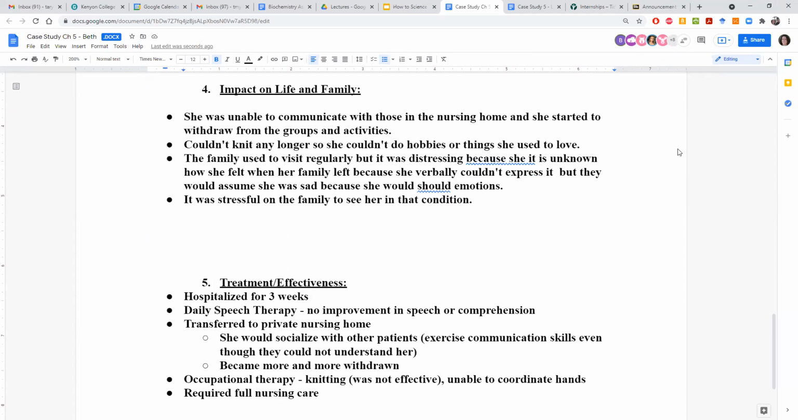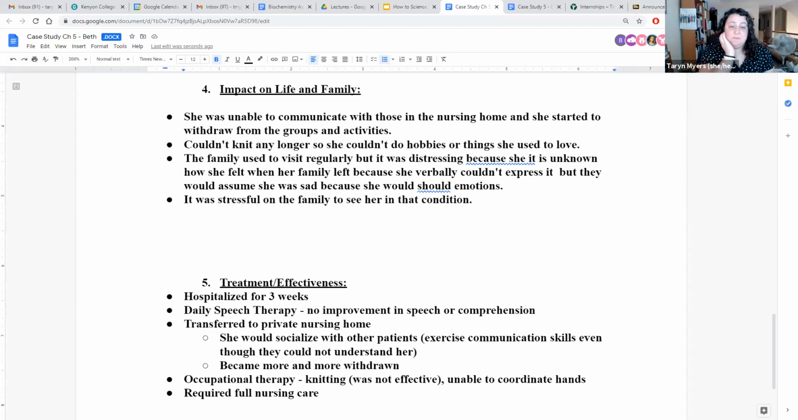And it was really stressful for her family to see her in the condition that she was in. They used to regularly visit, but because it was so stressful and disheartening, it was unknown how she felt when her family left, because she verbally couldn't express it, but they would assume she was sad because she would show emotions.